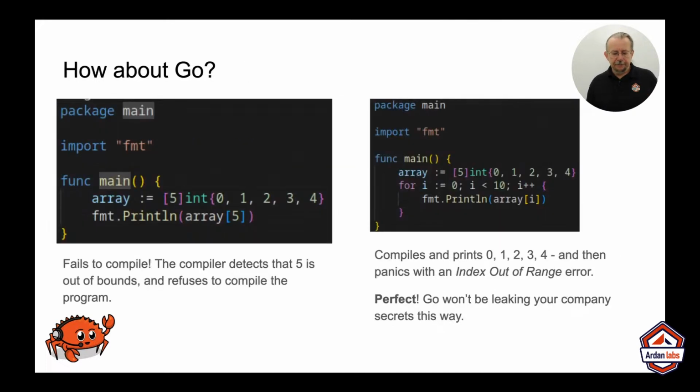So we have a look at Go. Great news is that the Go compiler is smart enough to absolutely not even compile when I try and read outside of the array directly. So you can trick it by using a loop. The loop prints 0, 1, 2, 3, 4, panics with index out of range, which is perfect. It's exactly what you want. Go won't be leaking your company secrets. This way, it's always better to panic and to crash and optionally catch the error than it is to inadvertently hand parts of your computer's memory out to the internet to do whatever they want with.